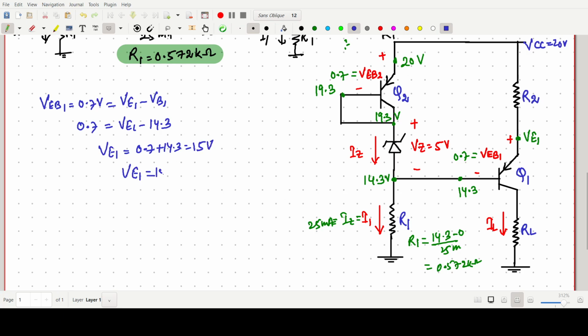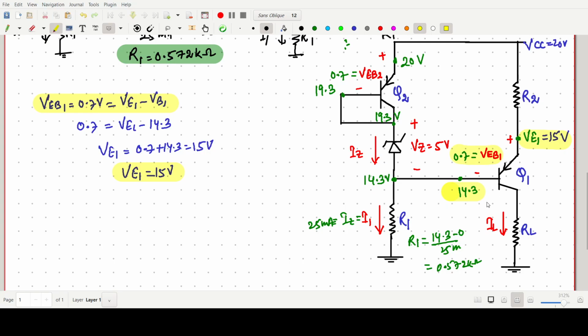VE1 is 15 volt. We could also write directly because this one is 0.7 voltage drop. So this value must be 15 volt. Is it okay or no? This value will be 15 volt because this one is 14.3 volt. So this should be 0.7 volt.